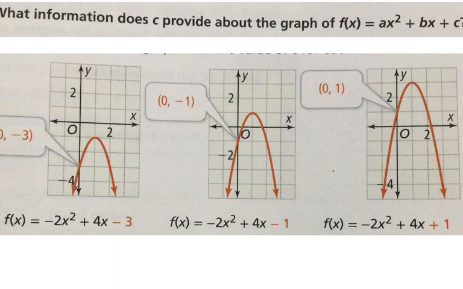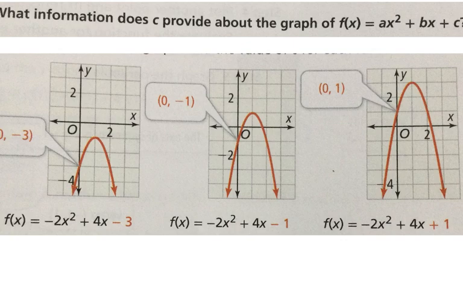So let's look here. I've got three graphs that I've already put in my graphing calculator for us. We can see here this is the function f(x) equals negative 2x squared plus 4x minus 3. Here is the function negative 2x squared plus 4x minus 1. And here's the function negative 2x squared plus 4x plus 1.